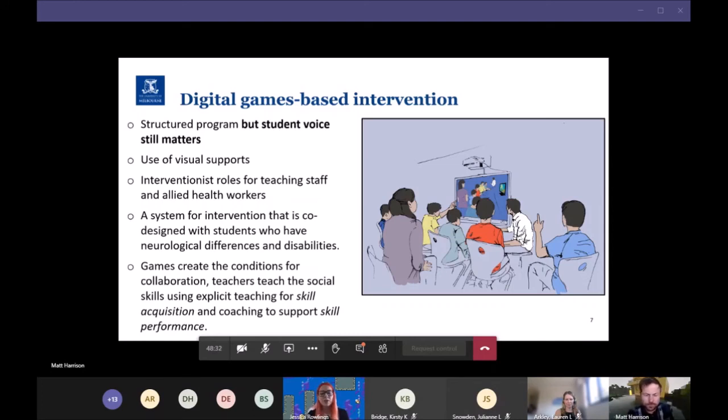And the idea of this model is that games create the conditions. They are a vessel for the teachers, and whoever else may be instructing, to explicitly teach social skills for skill acquisition, and then coach students to refine these skills and support them to use them.